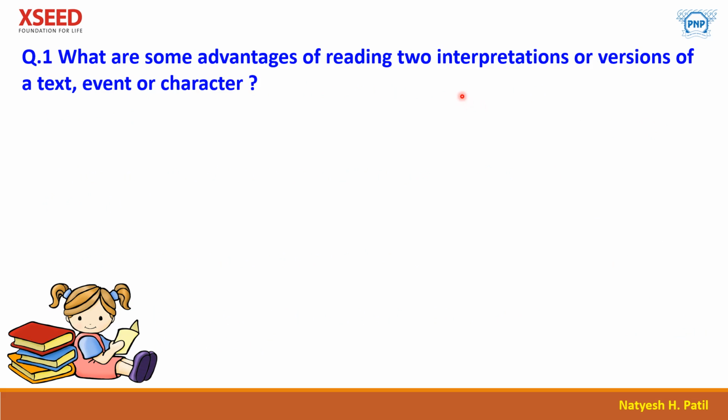Next question. This question also you have to copy down. You have to answer this question in your own words. What are some advantages of reading two interpretations or versions of a text, event or character? As we know that Sunil has written something about himself, Anu has written something very different about Sunil. So whenever we read such two interpretations or versions of a text, event or character, what are the advantages? What do you think?